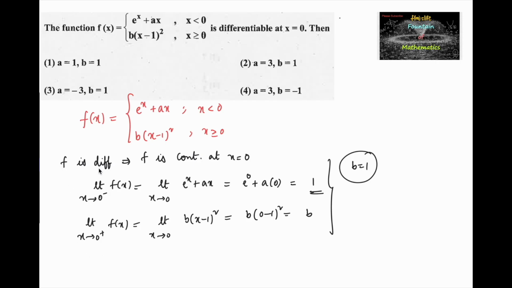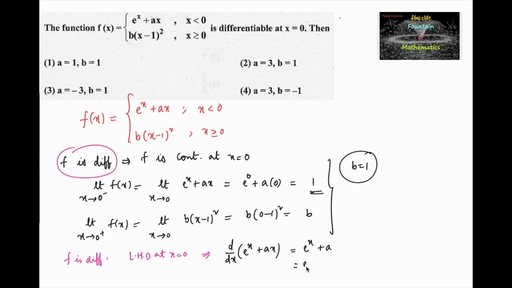And now since the function f is differentiable, let us consider the left hand derivative. Left hand derivative at x is equal to 0, which implies d by dx of e to the power of x plus ax, which is equal to e power x plus a. At x is equal to 0, we can write e power 0 plus a, which is 1 plus a.